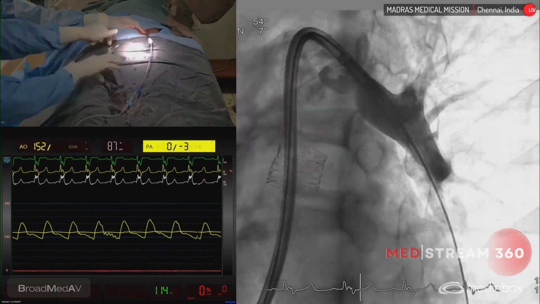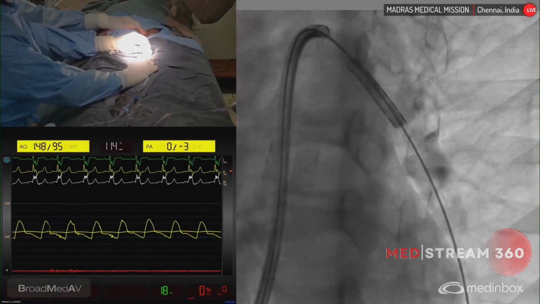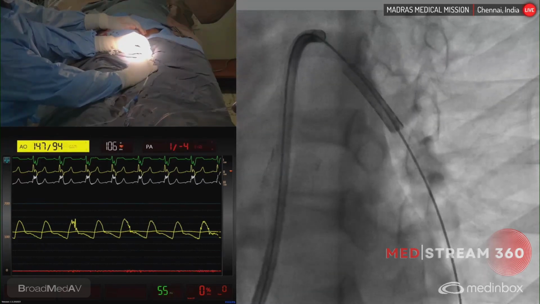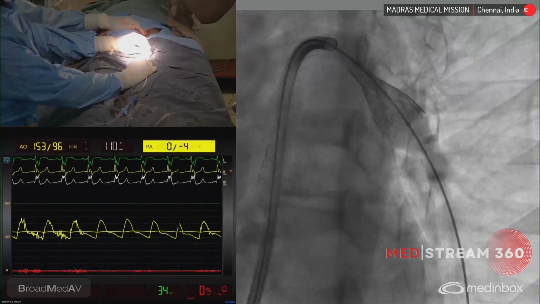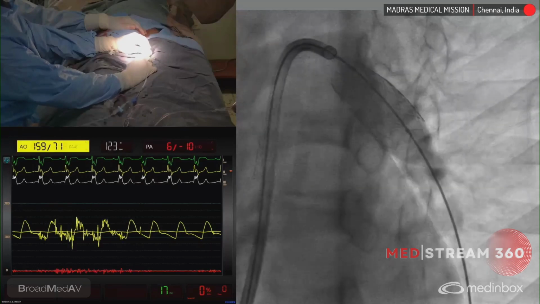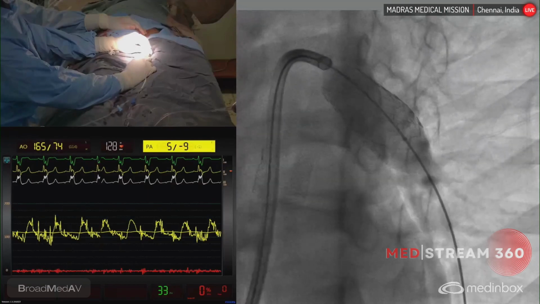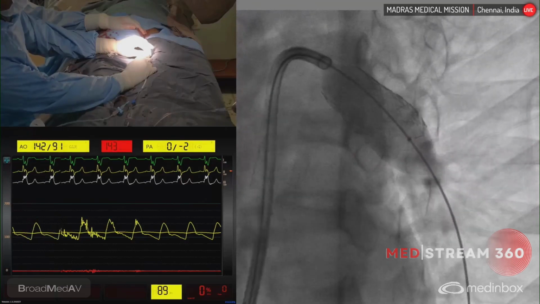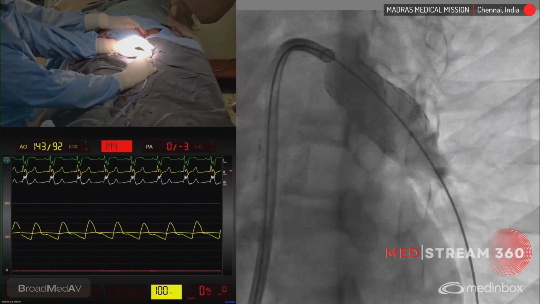It looks fine. Okay. You can start blowing the balloon. Inflating. Yep. I'm inflating the balloon. Keep inflating. I'm going to 4, 6, 7. Go to 7. A little more than 7. Okay, 8. Okay. Now deflate the balloon.